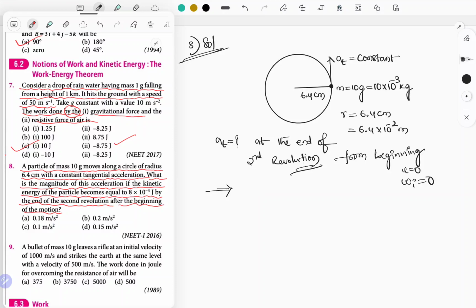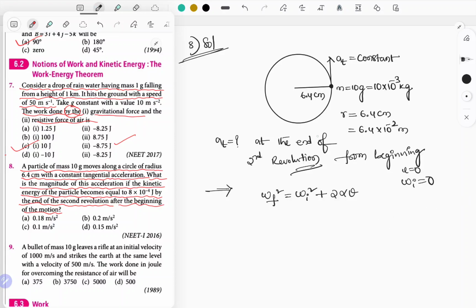Let's find out omega final square. Omega final square is equal to omega initial square plus 2 alpha theta. Do you remember this equation looks like v square is equal to u square plus 2as, no? Same thing we are going to convert into rotational terminology. Okay, let's use this equation and try to find out.